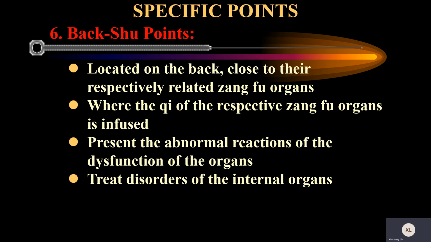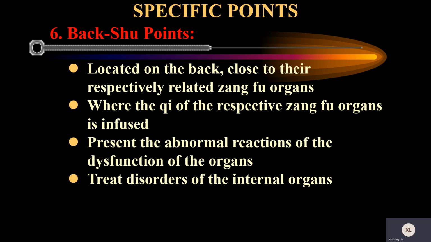Next point. Oh, the number is a little different. Number 6, back shu points. Here should be previous should be 6. This one should be 7, right? The back shu points are located on the back, close to their respectively related Zangfu organs. All the back shu points are located on the bladder channel, where the qi of the respective Zangfu organs is infused. They present the abnormal reactions of the dysfunction of the organs, right?